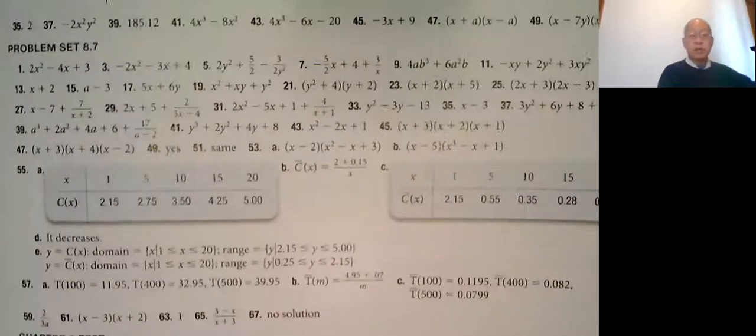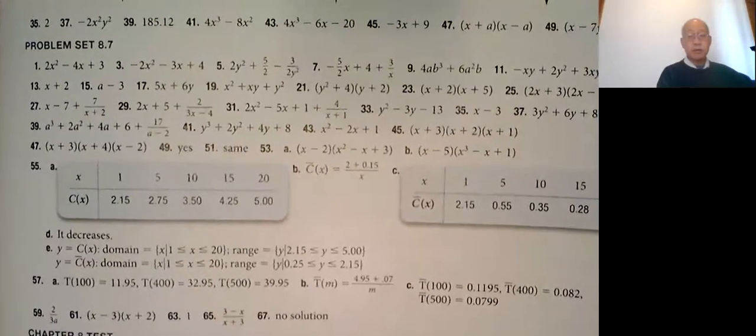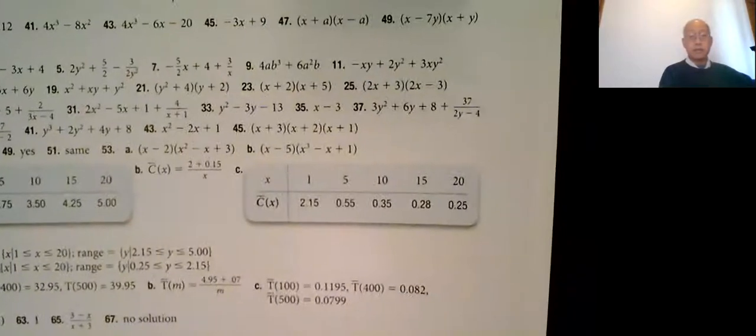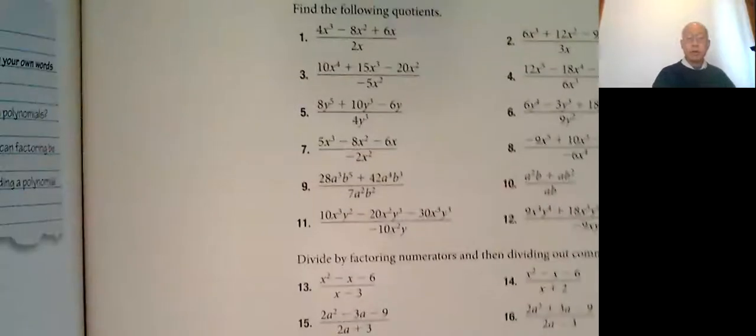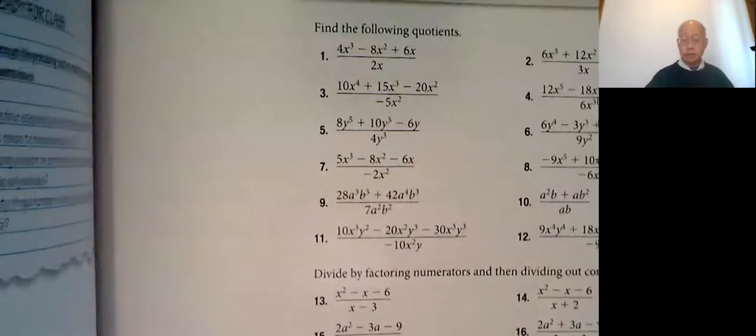Here we are. Move over to the far right. Can't see everything there. Okay. All right, so mostly review 1 through 11. So divide the monomials. Okay, so I'll show you some of those.